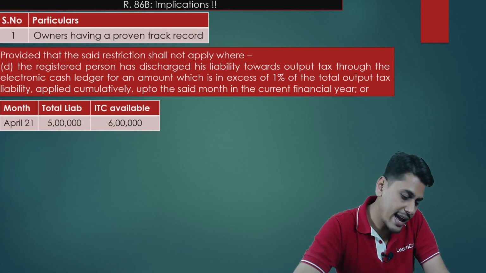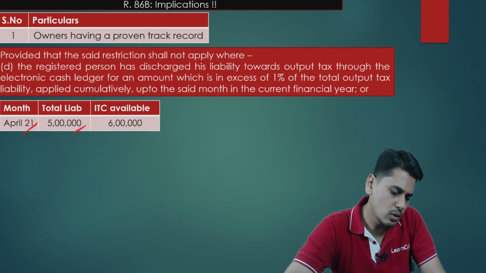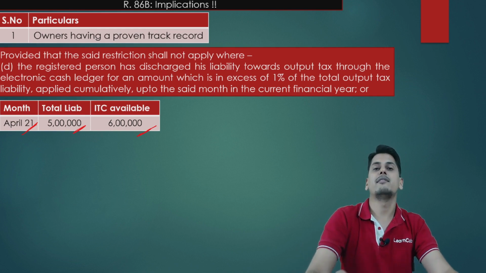Let's say for the tax period April 21, my total liability is 5 lakhs. Input tax credit available is 6 lakhs.